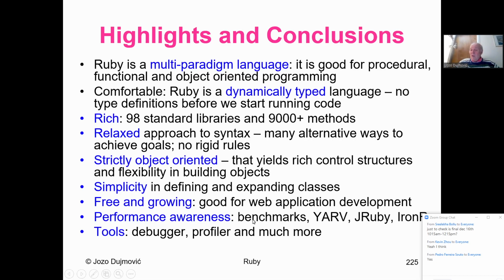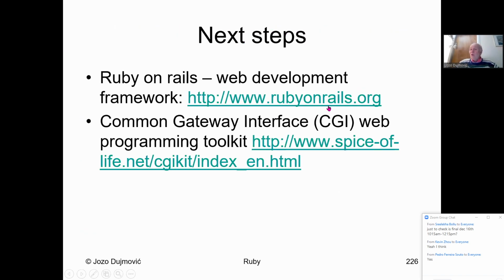It has benchmark programs, and it has various engines that are applied, so virtual machines, YARV, and Ruby works with the Java virtual machine, etc. It has tools, debugger, profiler, and much more. Next steps are Ruby on Rails for defining various applications. And that is all we have in Ruby.